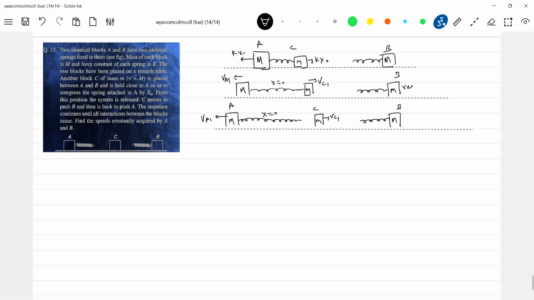What is the state of block B? It is at rest. What happened to A1? This will continuously try to move. The moment it goes, the block C will go and strike the spring. The spring will get compressed due to compressive force. Due to compression, spring force will act on this towards left, and on the other towards right, and both will have maximum compression.